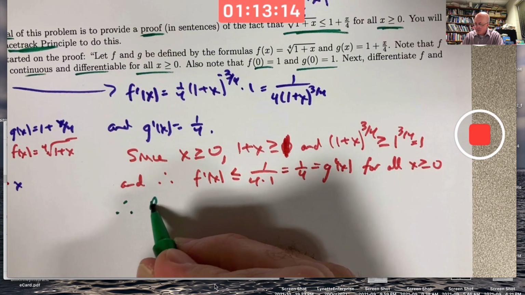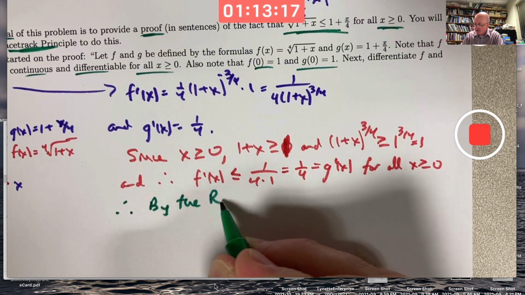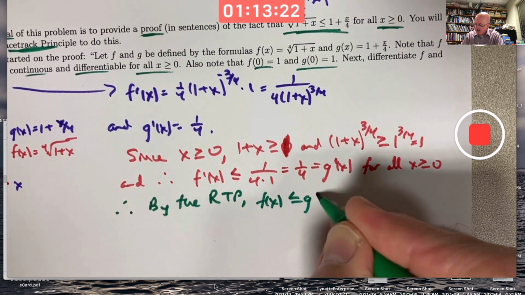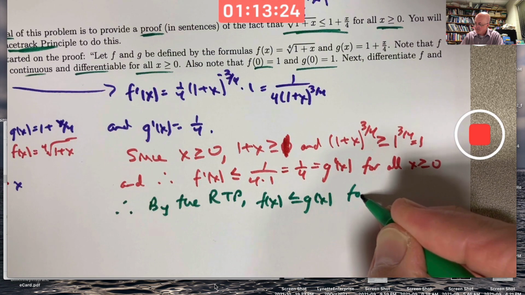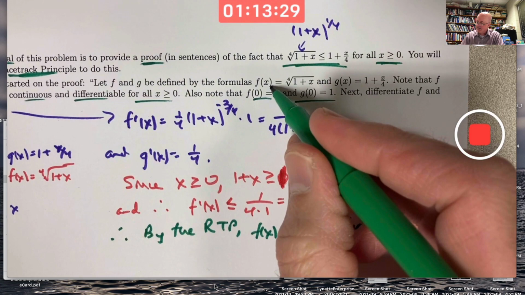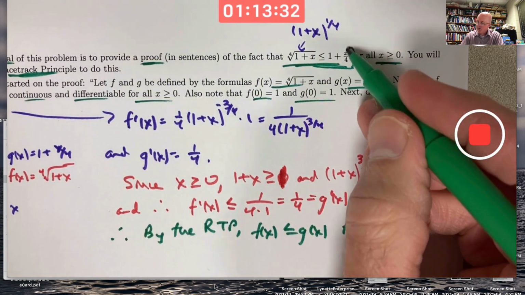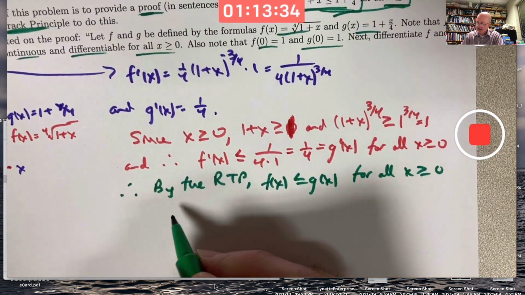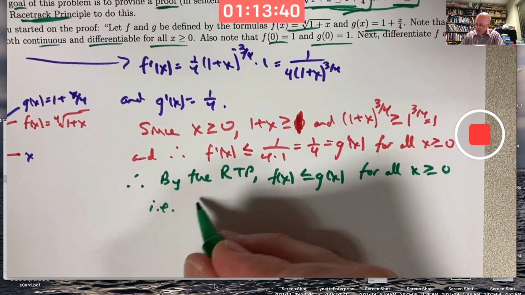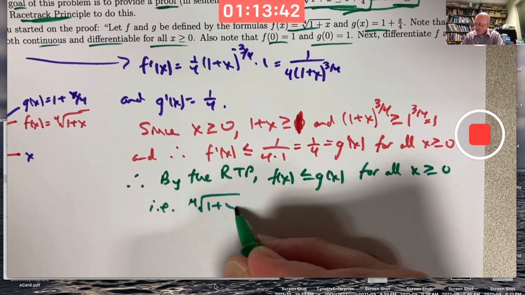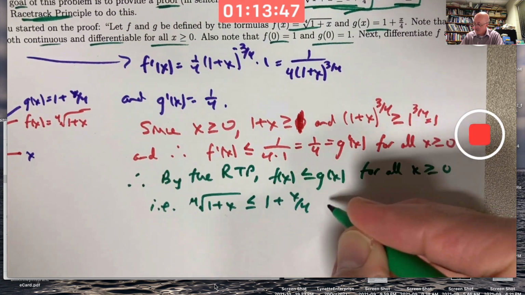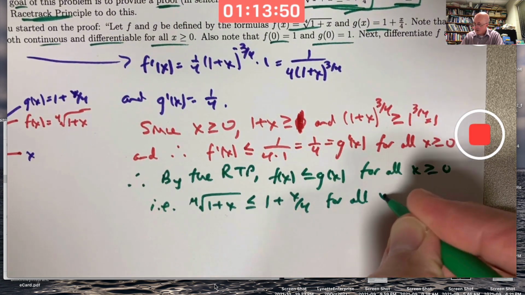Therefore, by the racetrack principle, which I'll abbreviate RTP, f of x is less than or equal to g of x for all x greater than or equal to 0. But that means, because f of x is this and g of x is that, the inequality we want is true. In other words, the fourth root of 1 plus x, which is what f of x is, is less than or equal to 1 plus x over 4, which is what g of x is, for all x greater than or equal to 0.